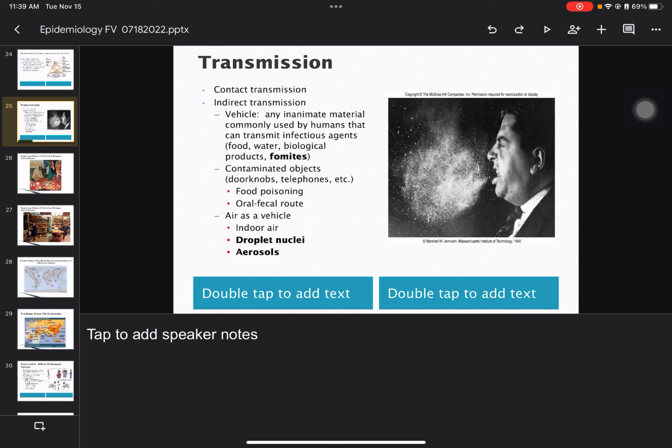Fomites also. What's a fomite, Amy? Anything inanimate. This can have some infectious agent, people pick it up, and they can come down with the infectious agent. What's a fomite? Anything that is inanimate that can harbor an infectious agent. Is there a word up there somewhere? Fomite. There it is. Okay?